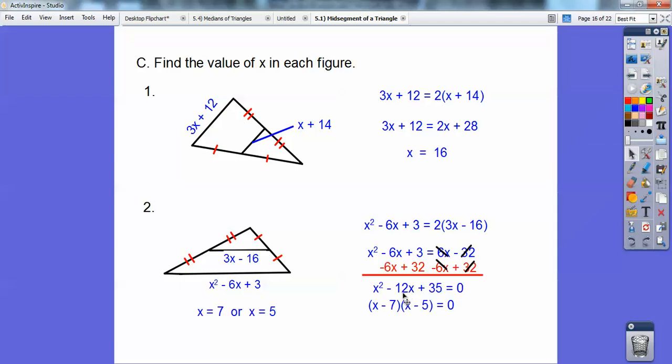It's not 0. Okay, and then factors of 35 that add to negative 12 are negative 7 times negative 5. So by the zero product property, x minus 7 equals 0 gets me x equals 7, and similarly I get x equals 5, and then just go check, you guys. One of these answers doesn't work. I'll show you 5 doesn't work, because if I plugged in 5 right there, 3 times 5 is 15. 15 minus 16 is a negative number. I can't have a negative length right there, so 5 doesn't work, only 7 does.